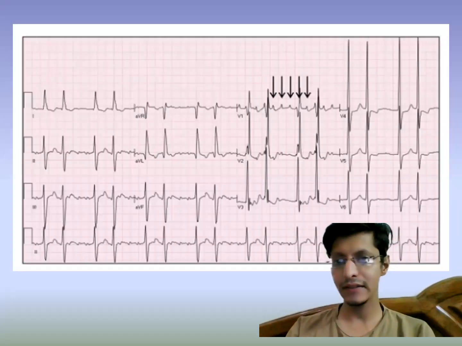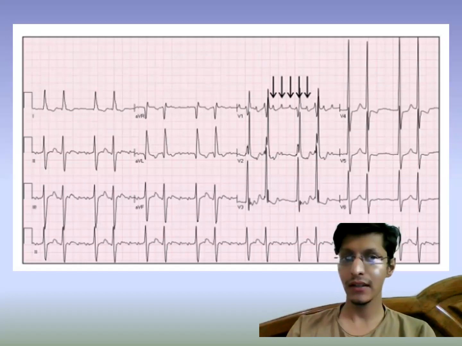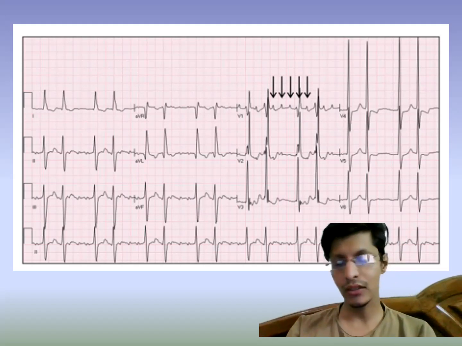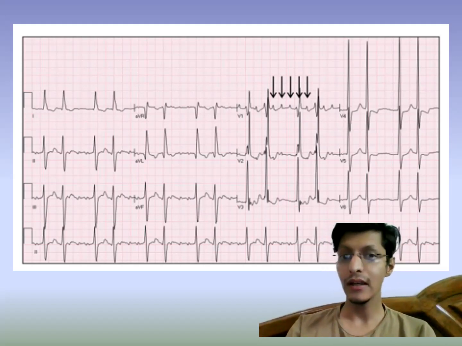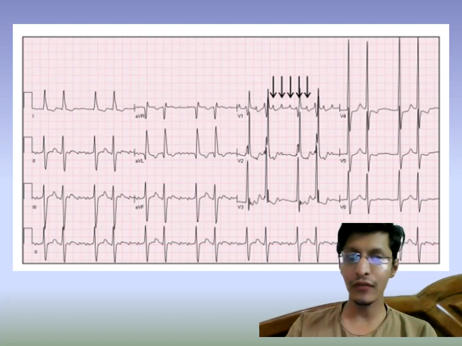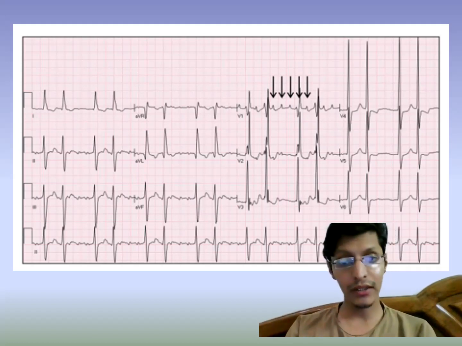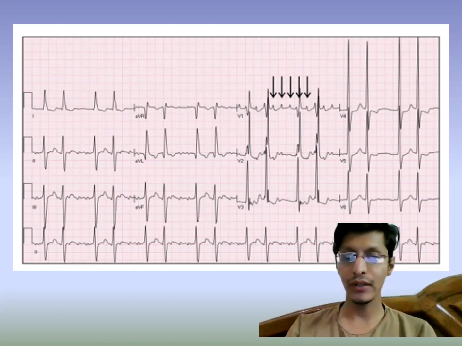Look at this ECG, what you can see. First thing you can see is that there is a narrow complex QRS. Second, you can see that they are not coming at a regular interval. They are coming at an irregular interval. Third, you can see the different morphologies of P waves. We have made an arrow over here. So it is a multifocal atrial tachycardia.